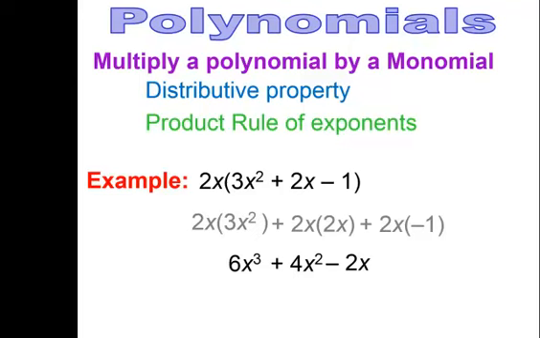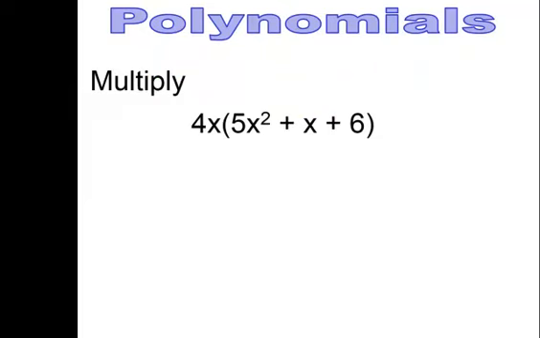Now, I always gray out the multiplication part because really you want to get to the point where you can do that gray part in your head and come up with the answer directly. So if I were to do this, I would do 2x times 3x squared is going to give me 6x to the third, and so on. Pause and try.